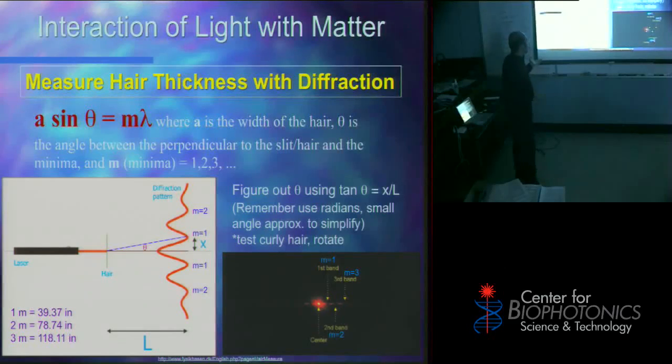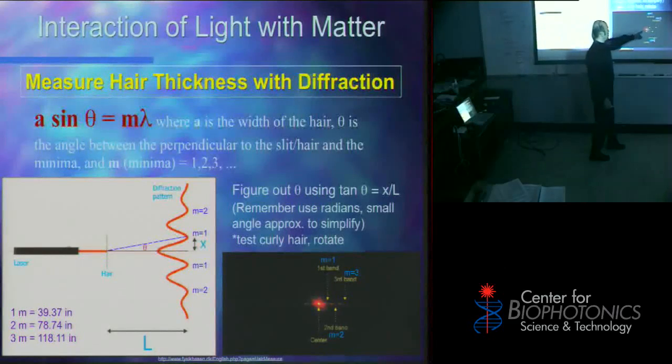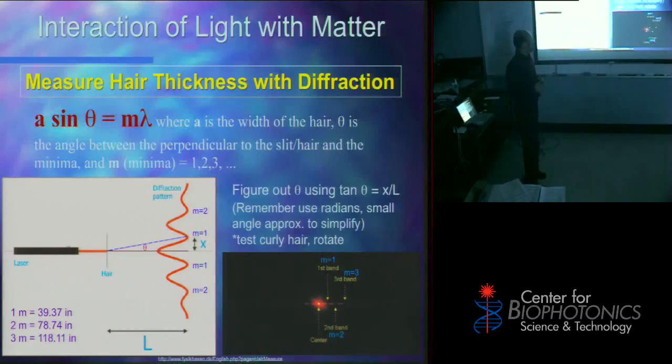Okay? Now, how the heck are you going to figure out this angle? It's easy to figure out this because it's written on the laser. It's easy to figure out this because it will depend on which one you decide to measure. But how do you figure out that angle? Well, that angle can be figured out this way. The tangent of the angle is equal to x, the distance between the bright spot and whichever minimum you're using, divided by the distance from the hair to the wall.